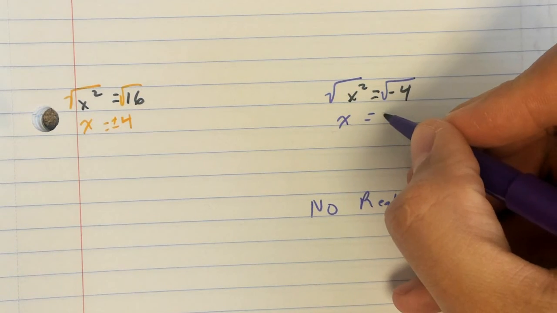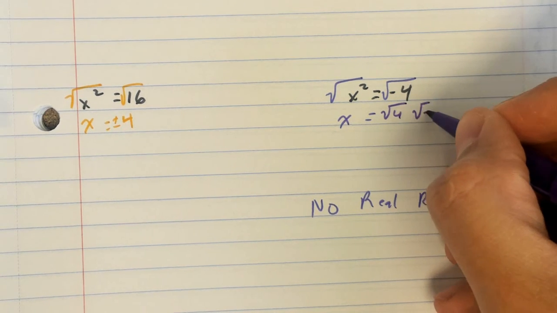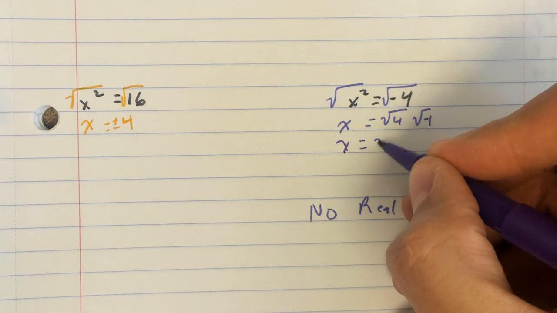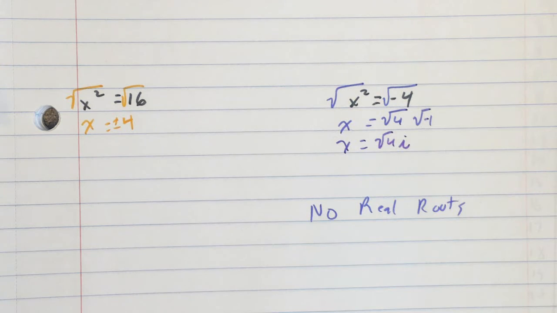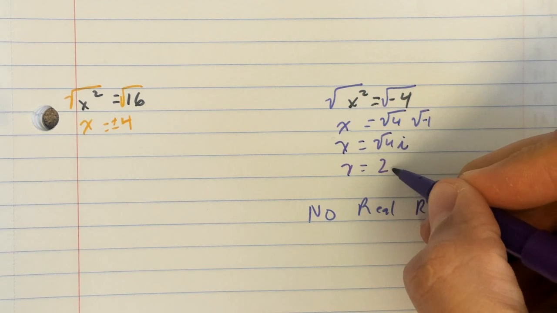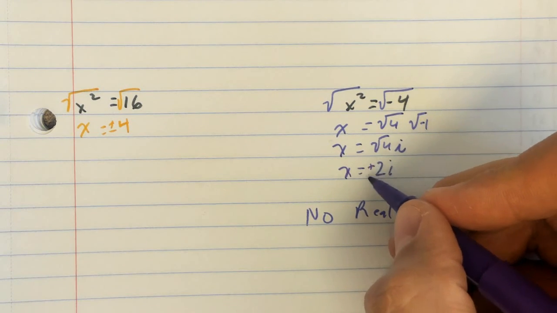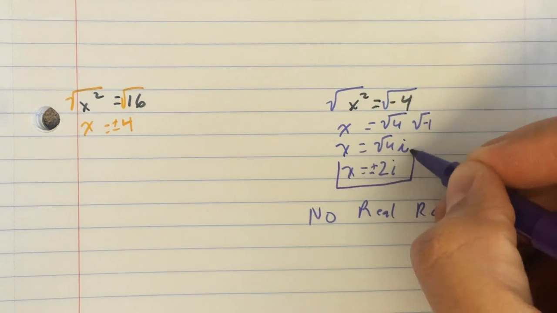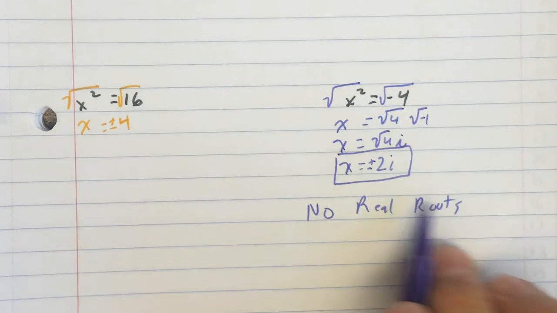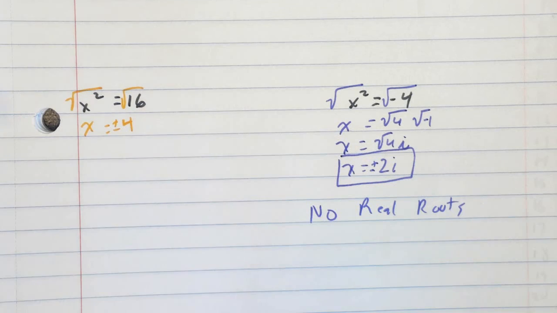So that's the same as x is equal to the square root of 4 times the square root of negative 1. x is equal to the square root of 4 times i. So we have x is equal to 2i. I guess that would actually be plus or minus 2i. That's my solution right there. There are no real roots, but if I wanted the complex or imaginary root, it would be plus or minus 2i.